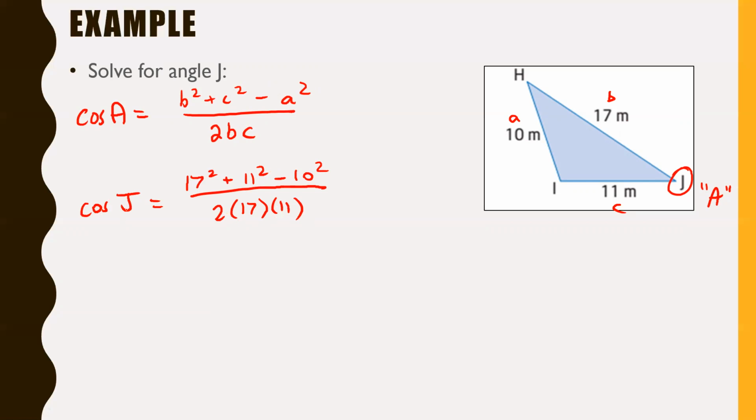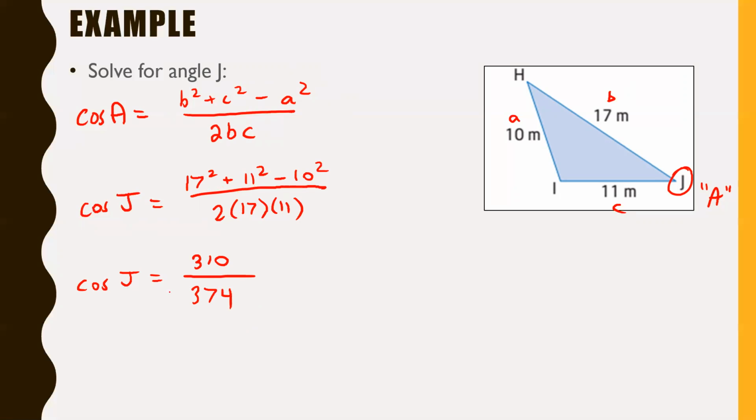Because again, to find angle J, we'll have to take the inverse cosine of whatever this fraction is here. So just to be safe, I am going to break this one down. Cosine J, that's going to stay the same. On the numerator, I got 17 squared plus 11 squared minus 10 squared. And that's actually, surprisingly, quite a nice number, 310. And then on the bottom, we got 2 times 17 times 11, which is 374.